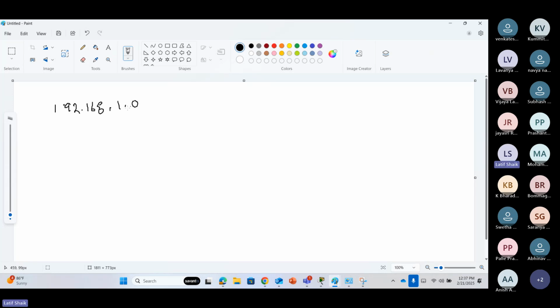This is a network. See the network portion, class C. This represents a network, and we call this a network ID. The very first IP address in the network is the network ID. In this network ID, this is the network portion, right? And this is the host part.